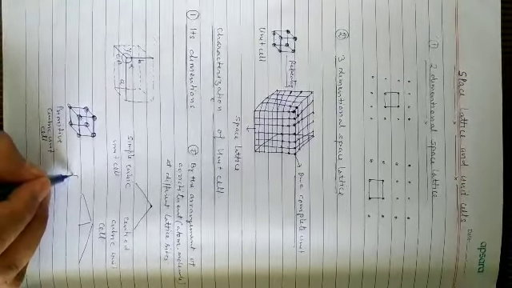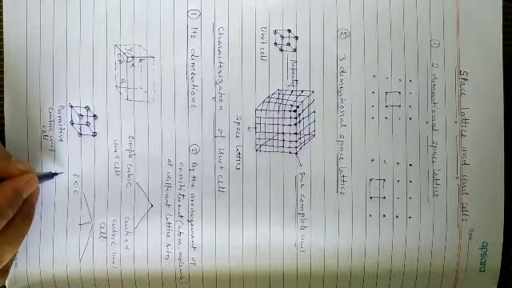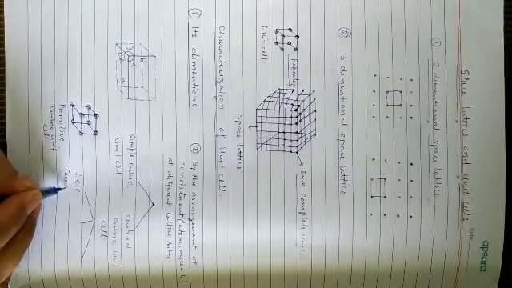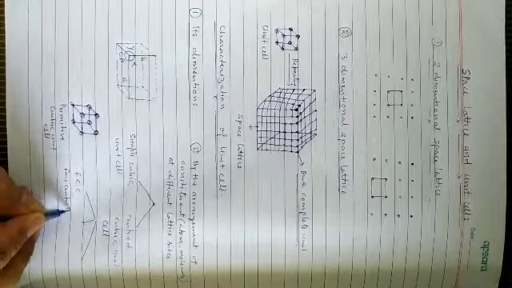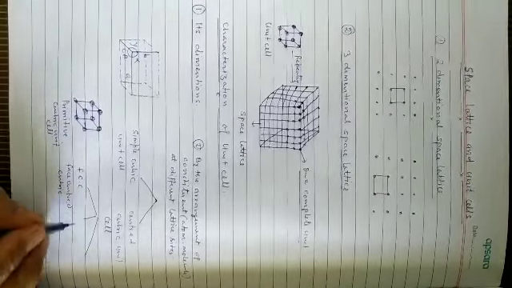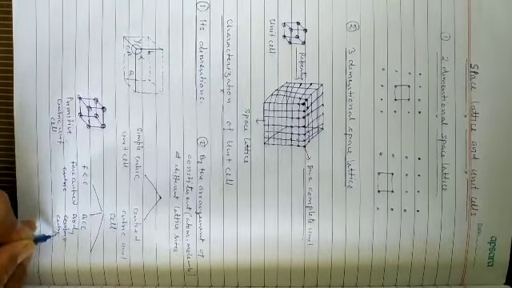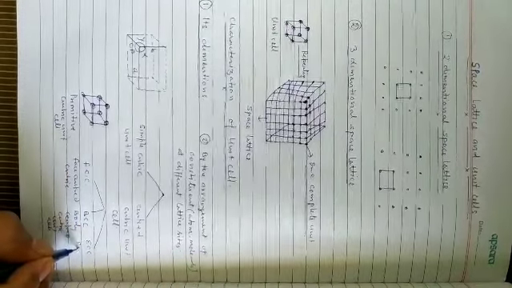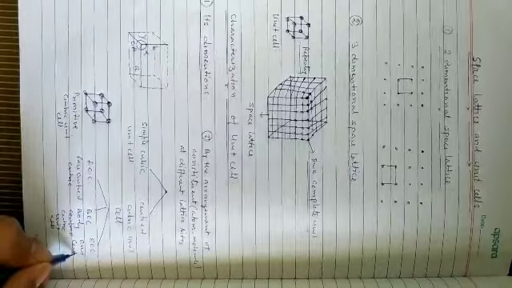Now if you come to the centered, there are three types like this. First is FCC. FCC means face centered cubic unit cell. Now BCC. BCC means body centered cubic unit cell. And then third is ECC, means end centered cubic unit cell.